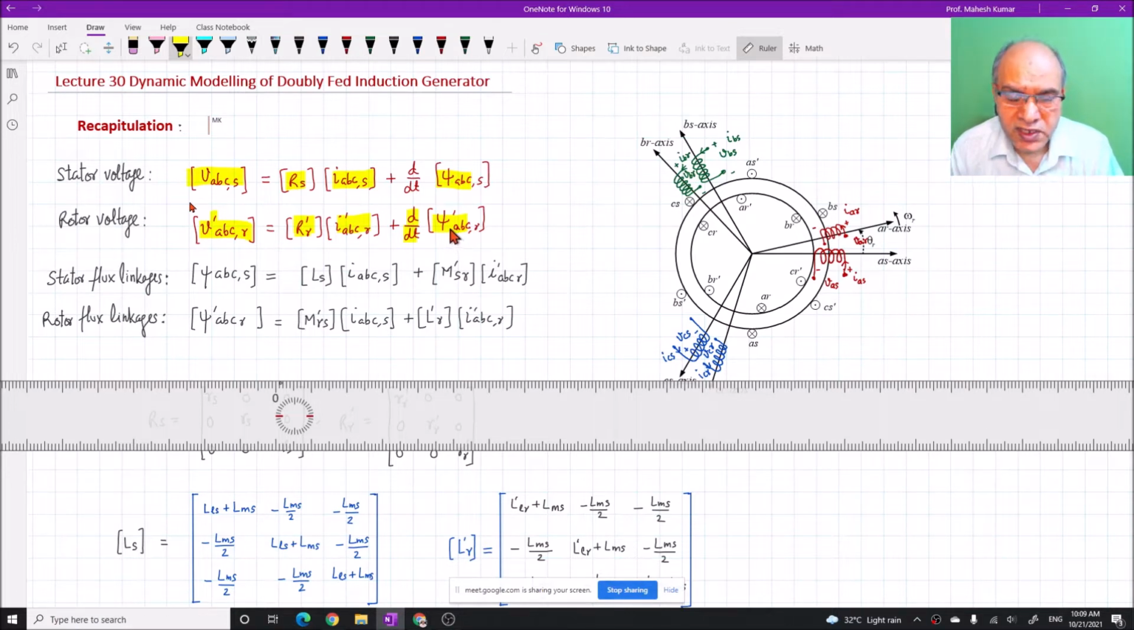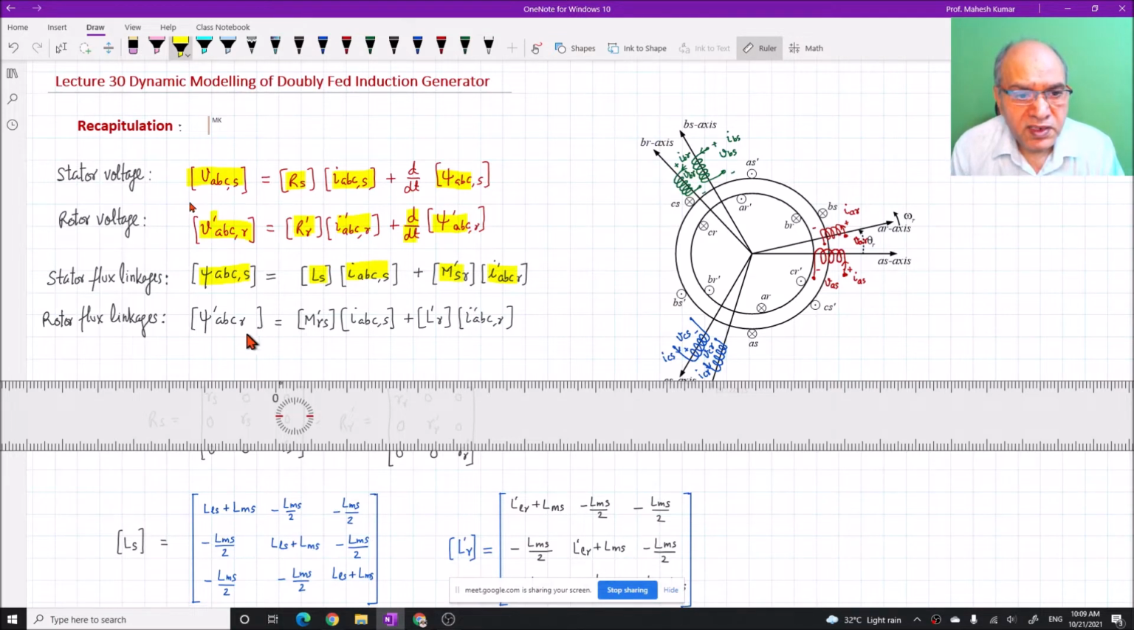And we also have expressed the flux linkage for the stator winding equals the self-inductance matrix L_s into i_abc,s plus M_sr prime, that is the mutual inductance because of the currents flowing in the rotor winding linking to the stator winding. So i_abc,r prime, and here it is M_sr prime.